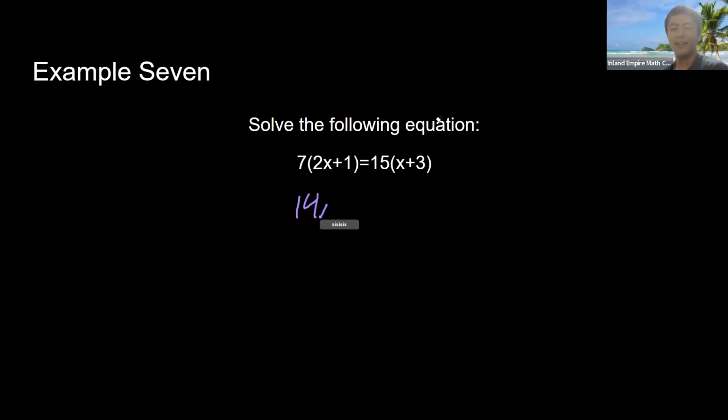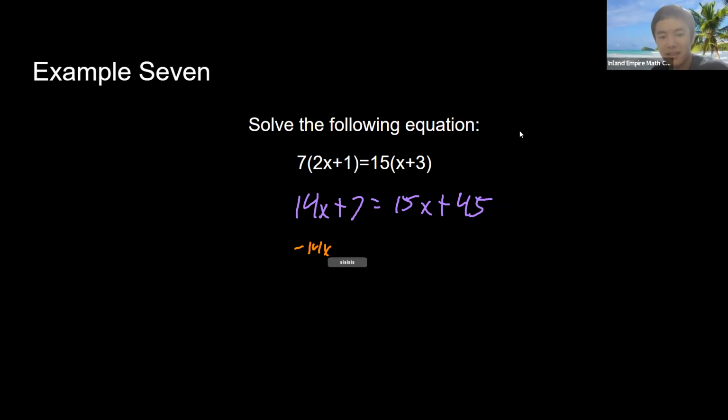Okay, so first we apply the distributive property and end up with 14x plus 7 equals 15x plus 45. And as you can see, if we subtract 14x from both sides, then we would end up with variables on one side, right? So this gives you 7 equals x plus 45. But then we want to isolate the variable x. So we subtract 45 from both sides.